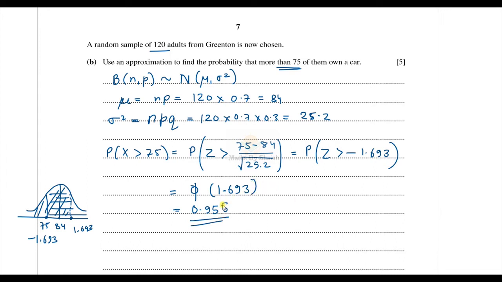It is given in the formula booklet. So this is the value for the probability that more than 75 out of 120 own a car. I hope it is clear. So let's do the next question.